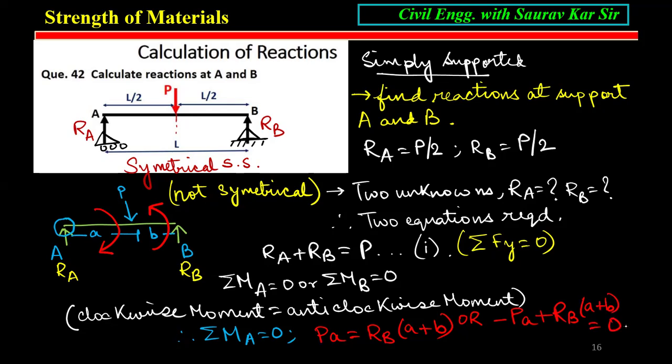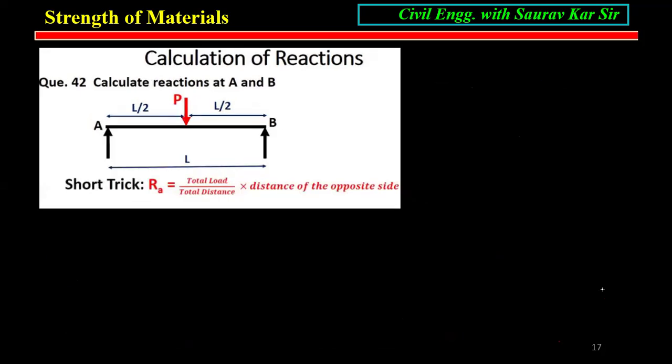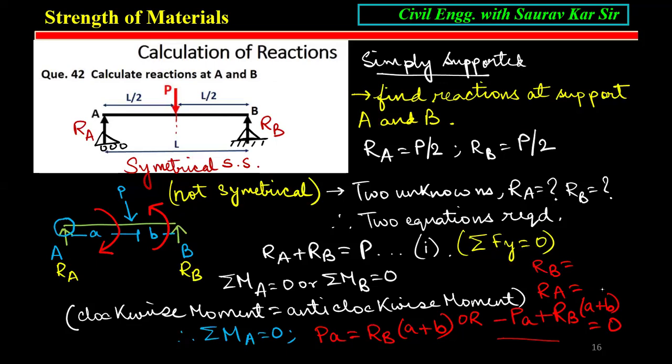That is also the same thing. If you are not very comfortable with sign convention, then you can put clockwise moment equals anti-clockwise moment. Or if you are comfortable with sign convention, then right hand side clockwise is negative and anti-clockwise is positive. You just put in one equation and you will get the answer. From here, you will get the value of RB, and similarly the value of RA. Obviously, P should be known, or else it will be in terms of P.